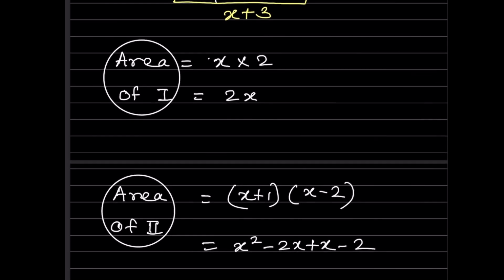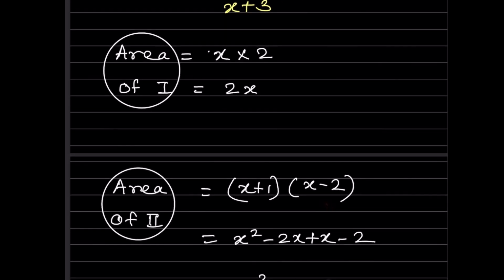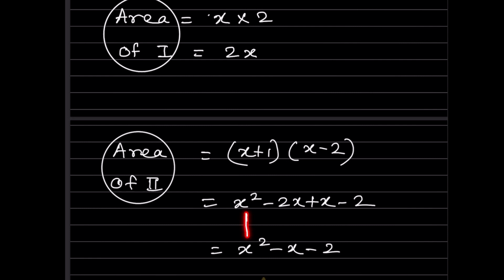So now let us see the area of 2. As I told you, we want only this part. So that will be x plus 3 minus 2, because this part is 2. So that is going to be x plus 1, and this is x minus 2. So x plus 1, x minus 2. When you expand this one, x square minus 2x plus x, and this will be minus 2. This is what is written over here. So x square minus 2x plus x is going to be minus x, and minus 2. This also you can write as square units.